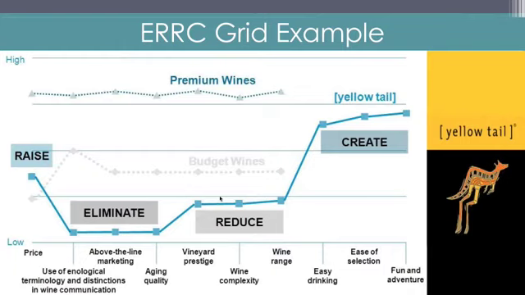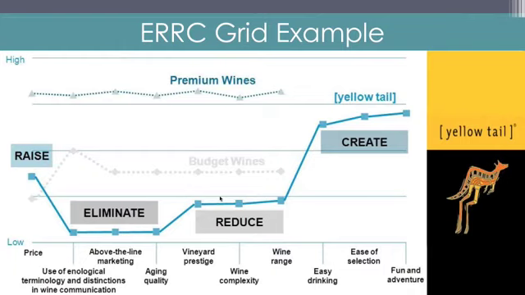So Yellowtail took the US market by storm, an Australian wine producer, and they took the market by storm, really targeting new wine drinkers who were unfamiliar with wine and wanted to be introduced into it. So the things they raised: the price above the budget wines so they could compete a little bit on quality.